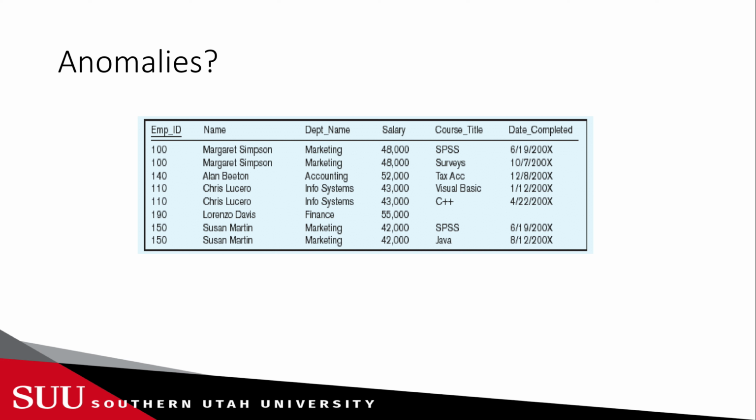Now, if we again have the employee ID as the primary key, we need to look at the employees. So for example, employee 140 is the only one who is taking the tax accounting course. So if that employee leaves the organization, then we lost the information about this course. So this is some other deletion anomaly. Now, if this employee leaves the organization, I will still have this course by employee number 100, but then I'll lose the Java course and so on. So this is going to be another example of deletion anomaly.